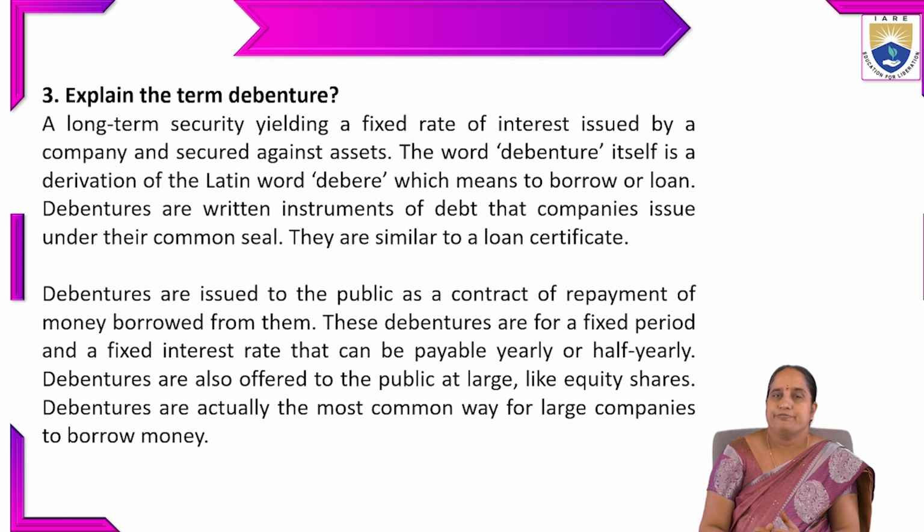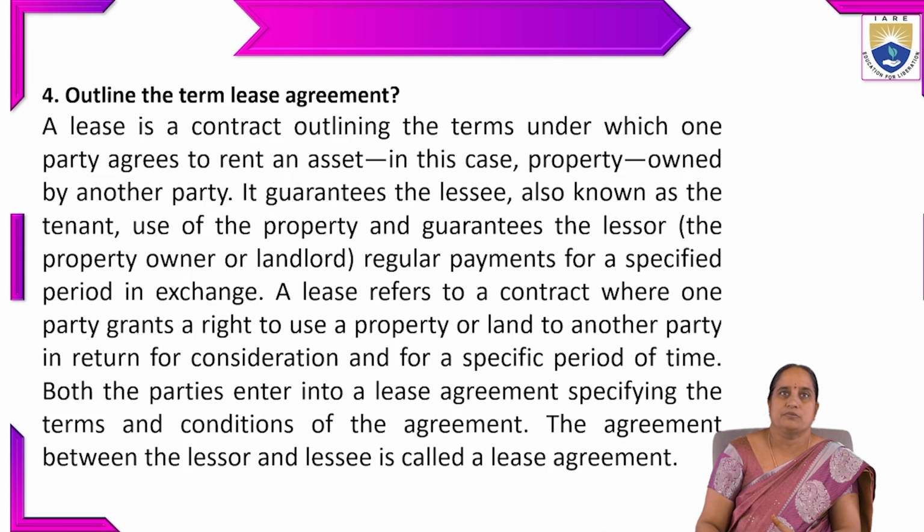Debentures are also offered to the public at large like equity shares. Just by issuing the equity shares, the companies can raise funds from the general public. So, debentures are actually the most common way for large companies to borrow money. So, this is one way of source how the companies raise funds from the public by issuing these kinds of debentures. Then outline the term lease agreement.